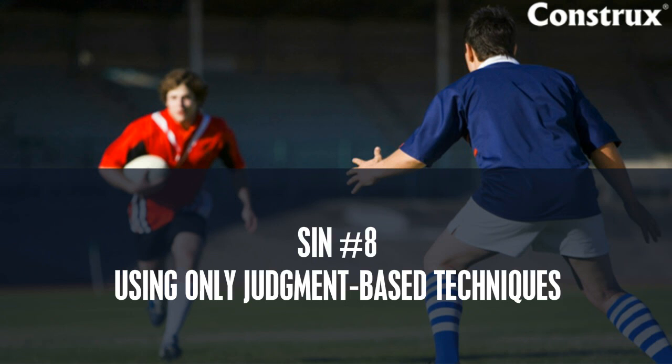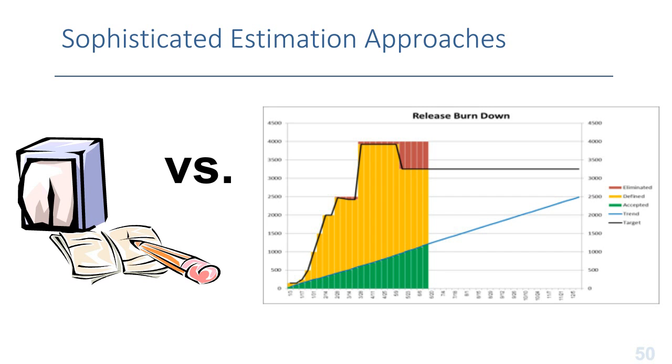Deadly sin number 8 is using only judgment-based techniques. And this is a long-standing issue. It certainly predates Agile, but has carried into Agile, which is just the belief that a gut feel could be a match for something that's a lot more quantitative, such as a release burn-down chart based on observed team velocity.